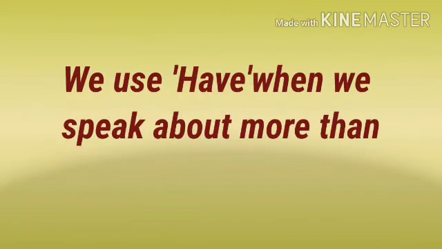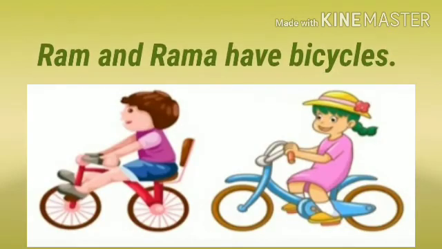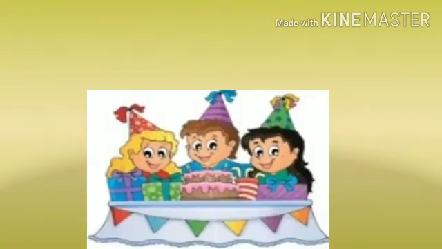Students, we use have when we speak about more than one person or thing. For example, Ram and Rama have bicycles. Children, in this sentence we are talking about two children, Ram and Rama. So we use the word have in this sentence and we say Ram and Rama have bicycles. Let's see one more example.